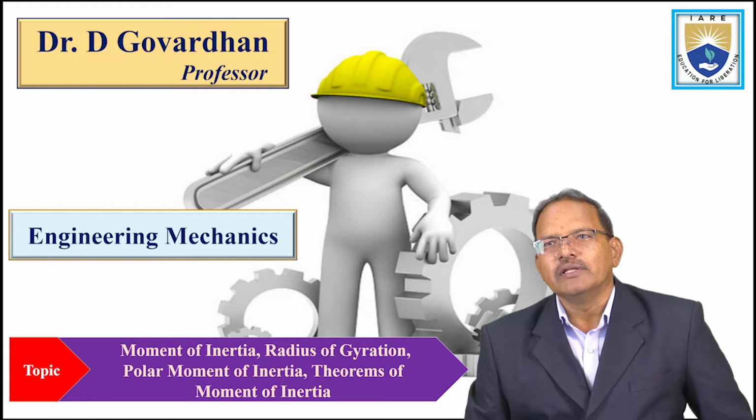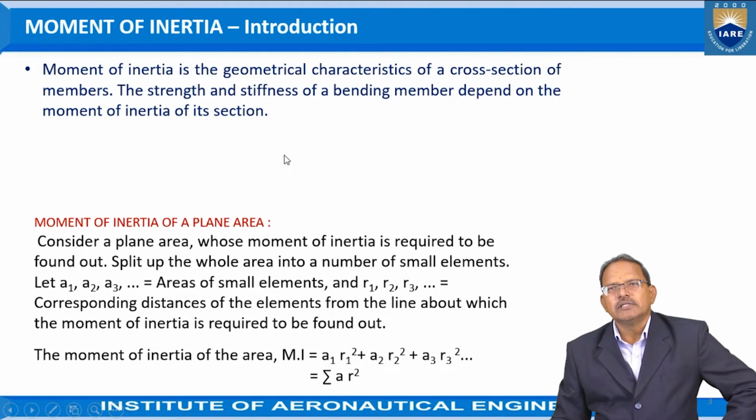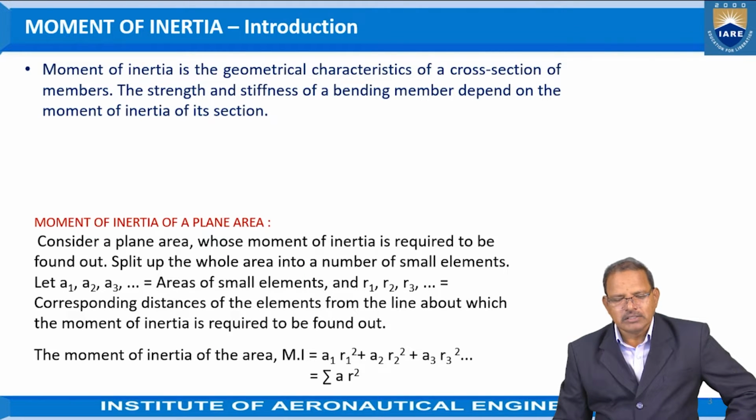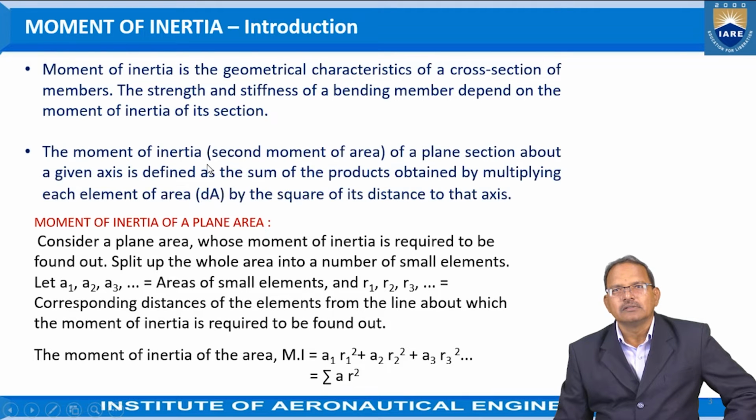Today the topic is moment of inertia, radius of gyration, polar moment of inertia, and theorems of moment of inertia. Moment of inertia is a geometrical characteristic of the cross section of a member. The strength and stiffness of bending members depend on the moment of inertia of the cross section. The moment of inertia is also called the second moment of a plane section about a given axis, depending on the sum of the products obtained by multiplying each area by the square of the distance between the axes.